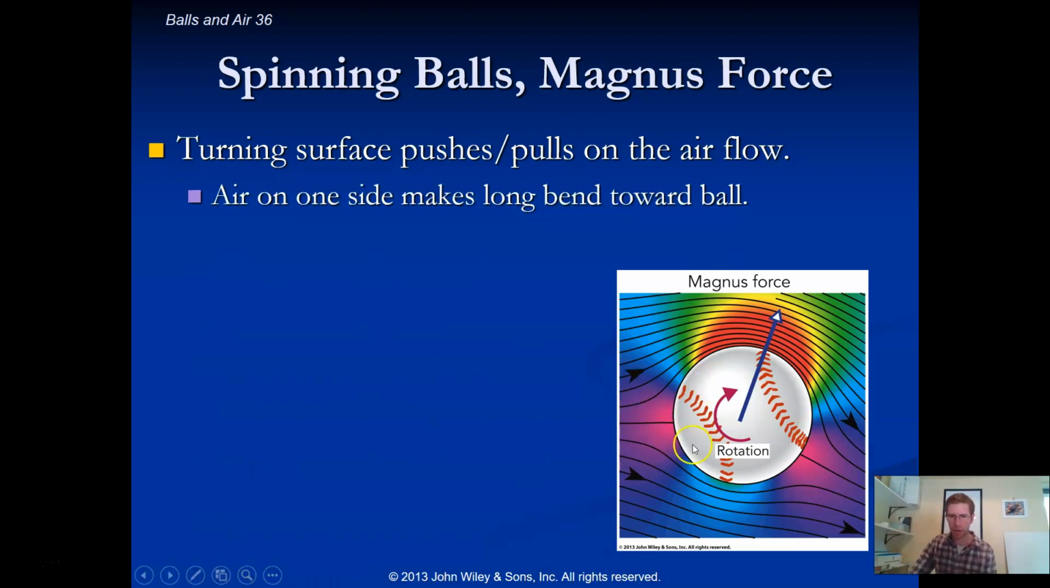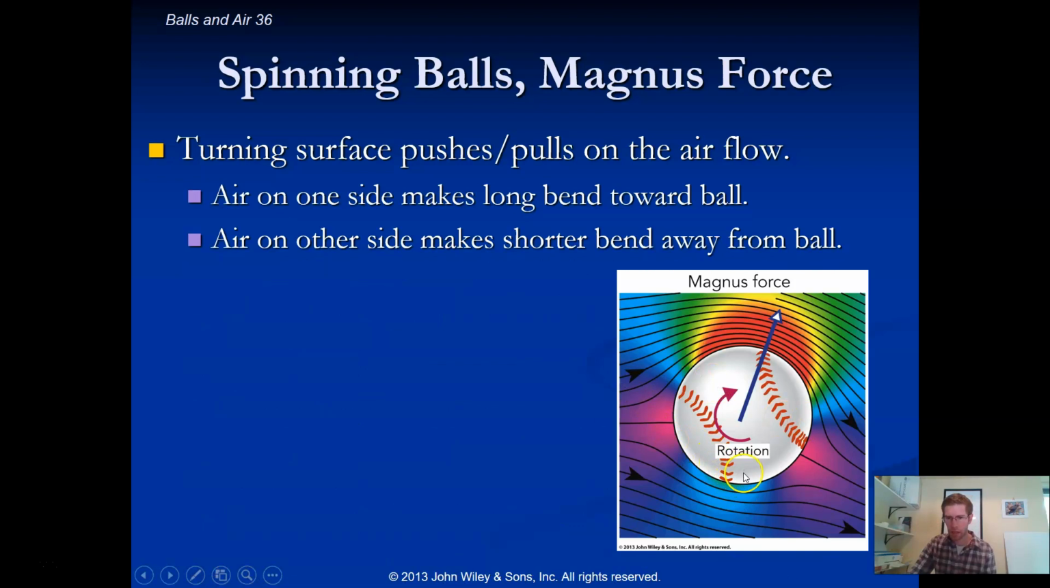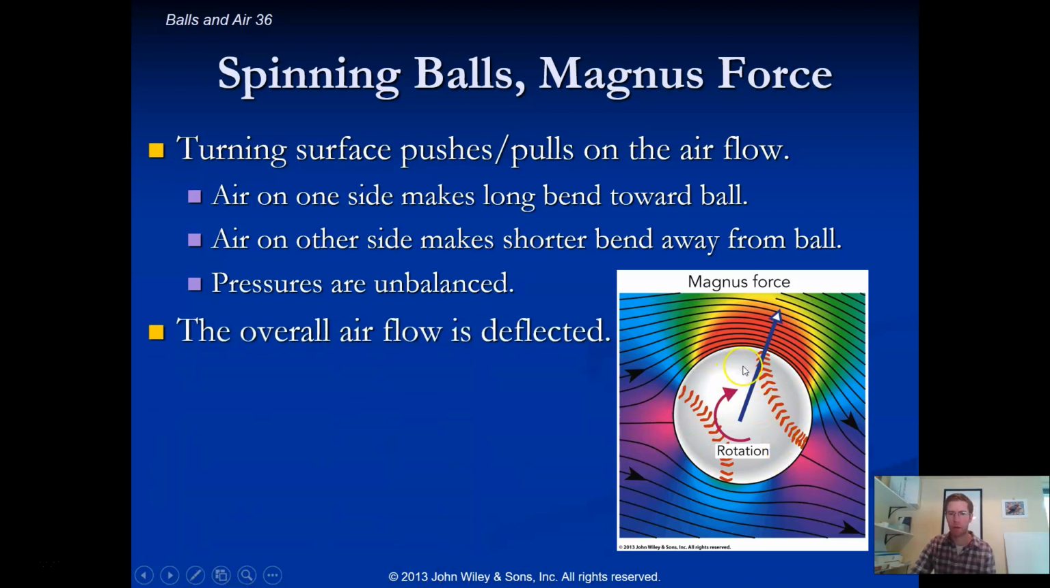Down at the bottom, on the other hand, the ball is moving against the direction of motion, slowing down the airflow, causing the velocity to go down, the flow rate to go down, and therefore the pressure to increase. All right, so you're creating this pressure imbalance by using the rotation of the ball, and that pressure imbalance generates a net force from the high pressure to the low pressure, which causes your ball to curve.